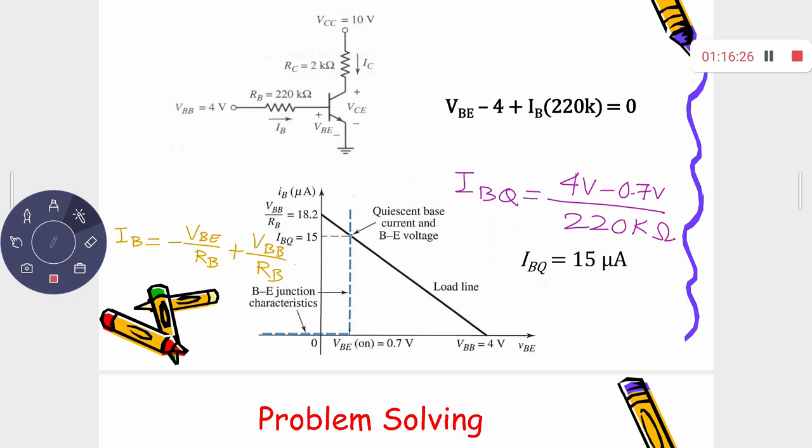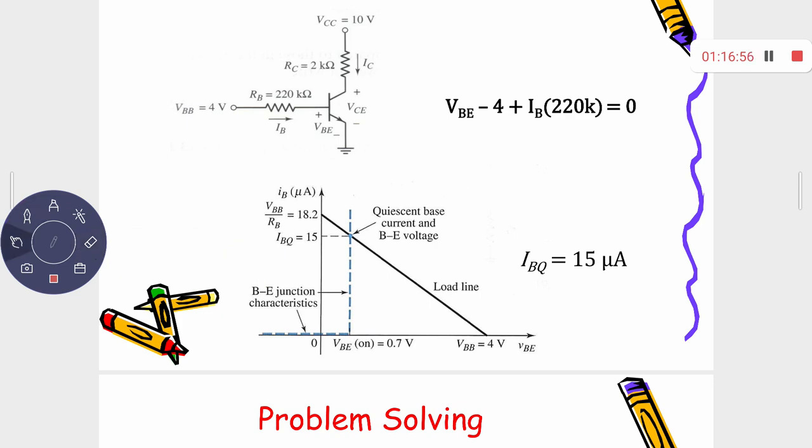But why is it called quiescent? Quiescent means inactive. It's quiescent because it's fixed. That means time wise there is no such change. It's a constant DC. Right. So, that is the input.